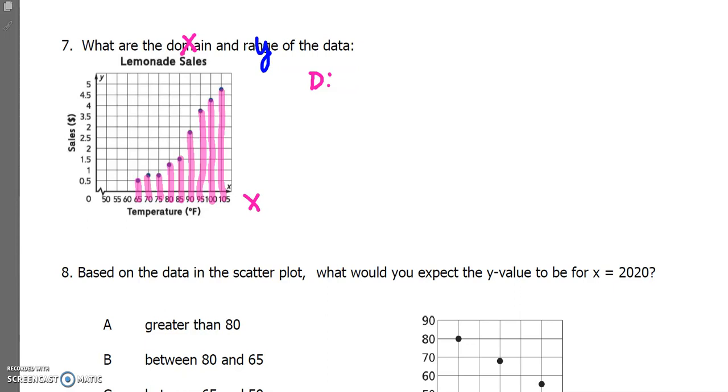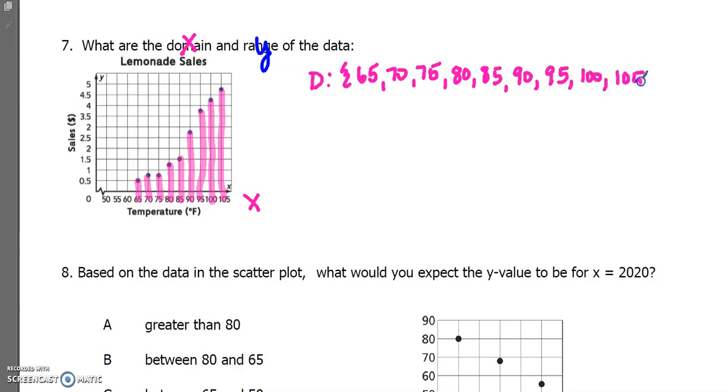So you can see that I started at 65 and I've gone every 5 up to 105. So we're going to write that down. So it was 65, 70, 75, 80, 85, 90, 95, 100, and then 105. That takes care of my domain.